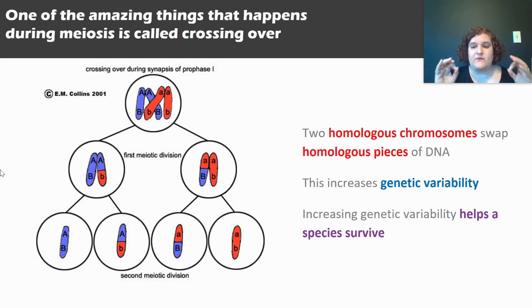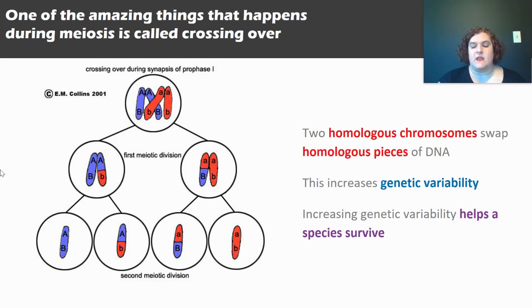Okay? Genetic variability, the more variation there is between organisms, the more likely some of those organisms are going to survive. And in biology, survival to have kids is the name of the game. That is what we try to do as organisms. Survive long enough to reproduce. Okay? So crossing over, flipping pieces of homologous DNA, increases genetic variability, helps the species survive.